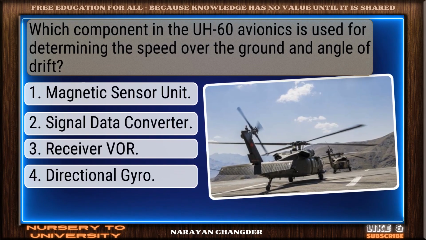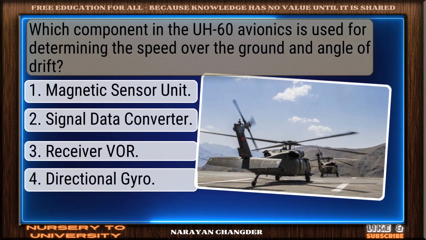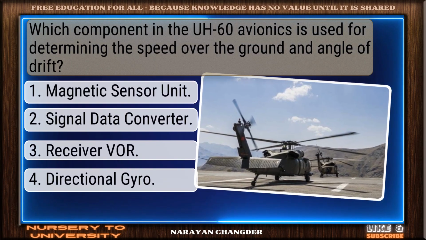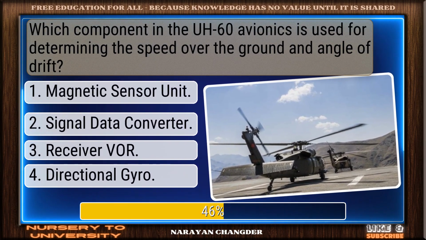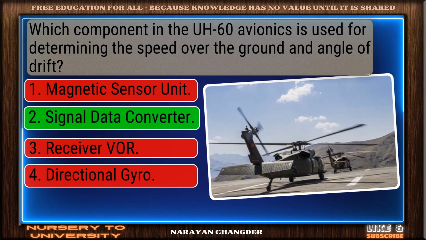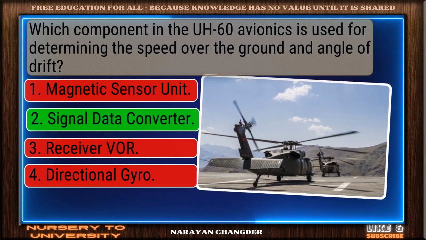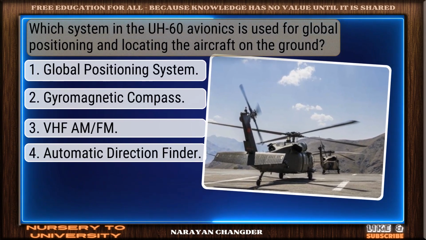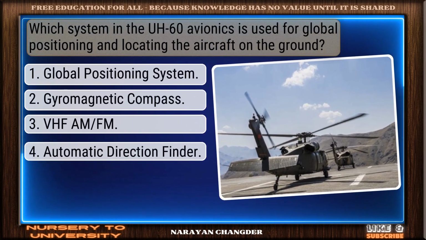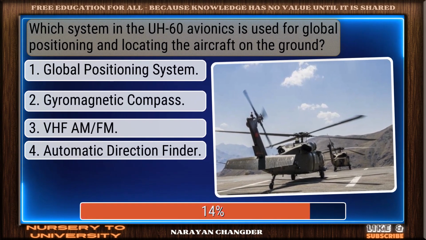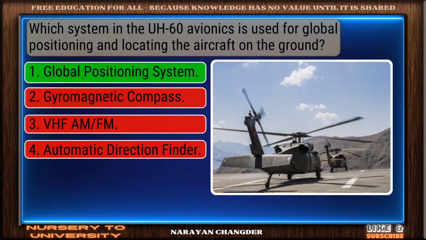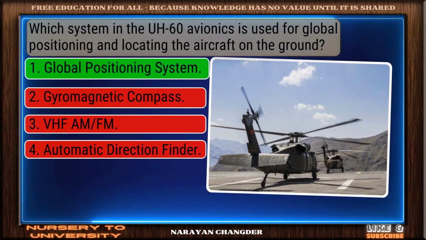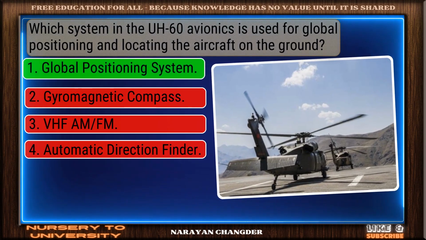Which component in the A60 Avionics is used for determining the speed over the ground and angle of drift? Valid point. Signal data converter is true. Which system in the A60 Avionics is used for global positioning and locating the aircraft on the ground? Correct response. Global positioning system is the most accurate answer.